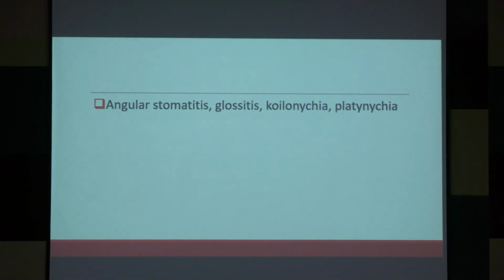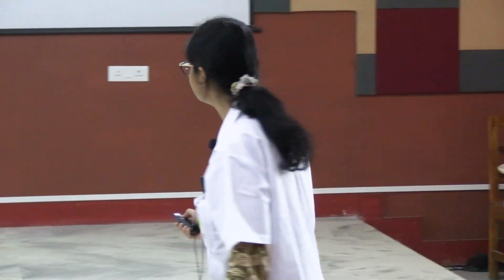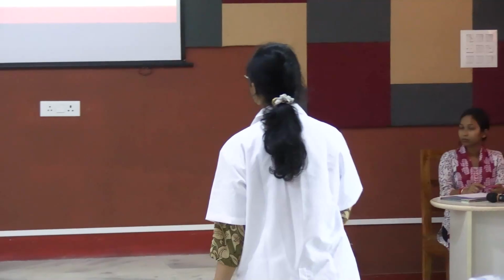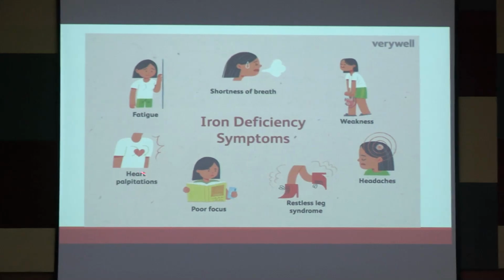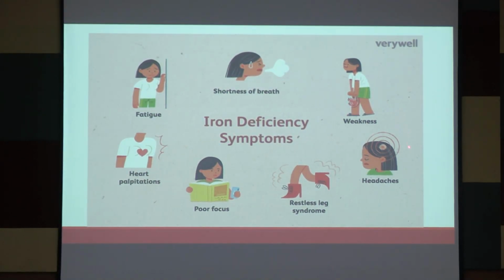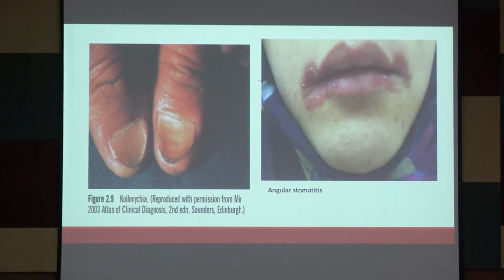There is also angular stomatitis, glossitis, koilonychia, and platynychia. What is koilonychia? Anyone? Spoon shaped nails. What is platynychia? Flat. Very good. So these are the symptoms. What symptoms do you see in the picture? Shortness of breath, fatigue, heart palpitations, poor focus, restless leg syndrome, headaches. This is koilonychia, spoon shaped nails, and angular stomatitis.